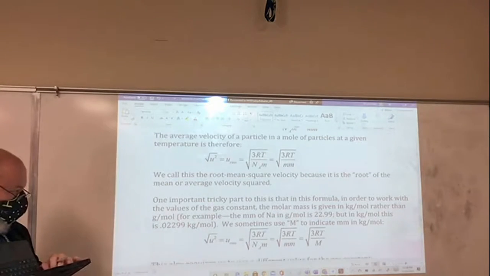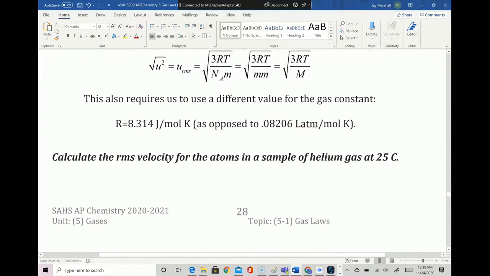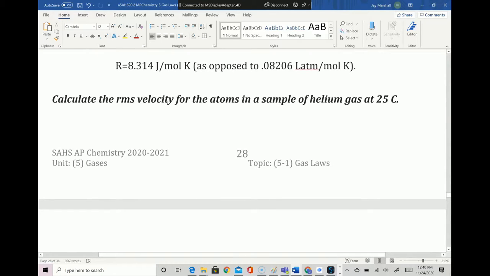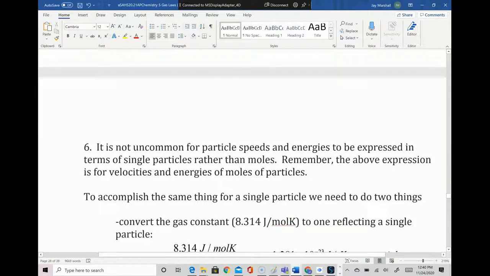And we recognized that we needed a different constant for that as well, joules per mole Kelvin, as opposed to liter atmospheres per mole Kelvin. Although we recognize that if we look at the actual units involved in liter atmospheres, that works out to be the same thing as joules. But it's a different value because we're using different things. And so we calculated the velocity for atoms of helium gas.